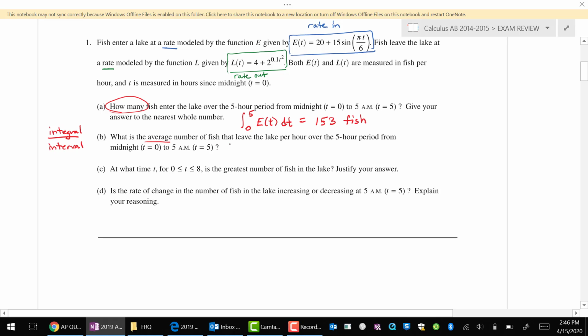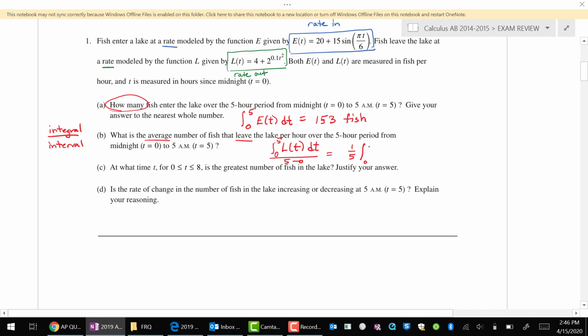Oh, but notice here it's fish that leave the lake. So I've got to shift functions as well. If I integrate the L function from 0 to 5, that will give me the number of fish that have left the lake over the 5-hour period. But it says, what is the average number that have left in fish per hour? So divide that integral by 5 minus 0, or 1/5 times the integral from 0 to 5 of L.